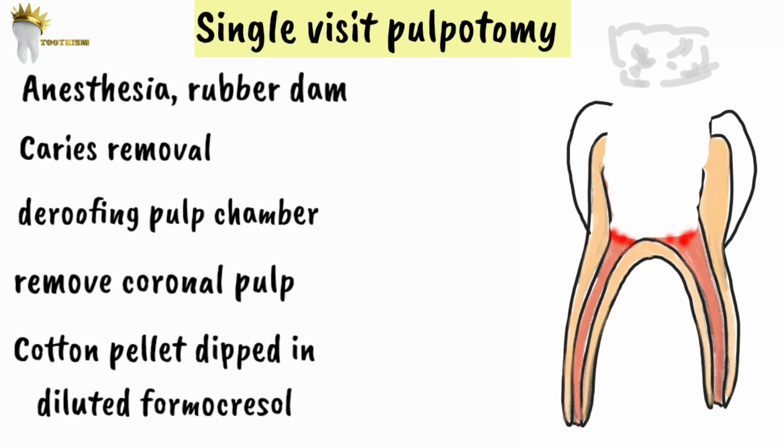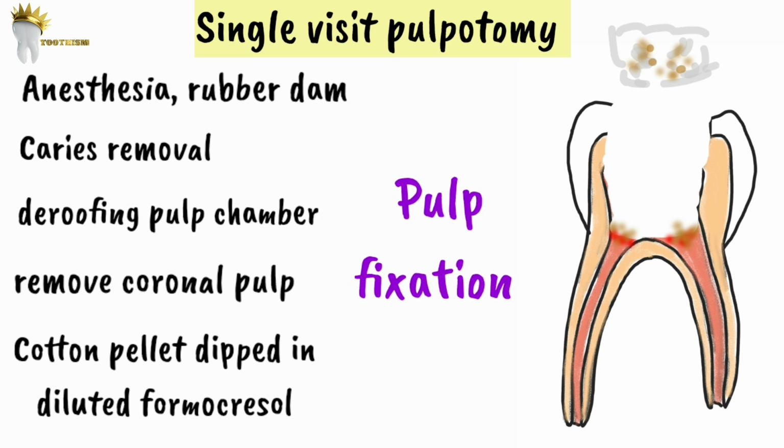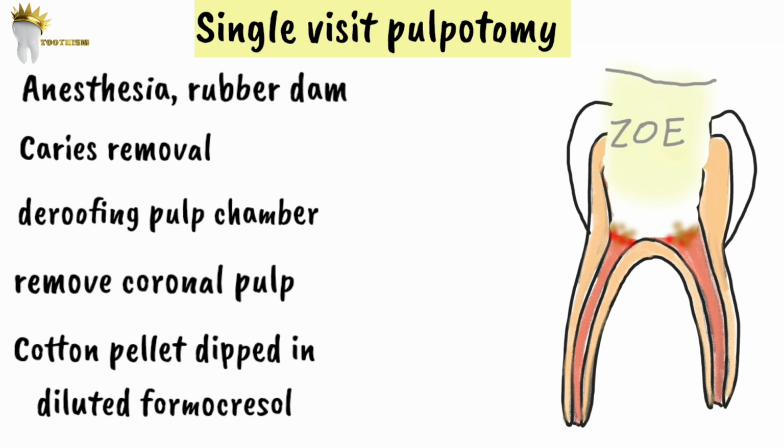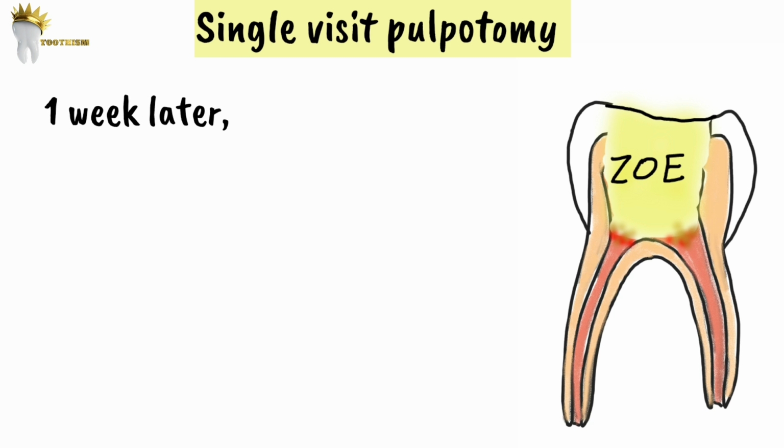Now, once you remove the cotton pellet, you need to check for brownish discoloration of the cotton pellet as well as the pulp stump. This is an indication of pulp fixation. Following this, ZOE or zinc oxide eugenol cement is placed in the pulp chamber. The patient is scheduled for the next appointment a week later. Okay, now after a week when the patient comes back, the tooth has to be asymptomatic.